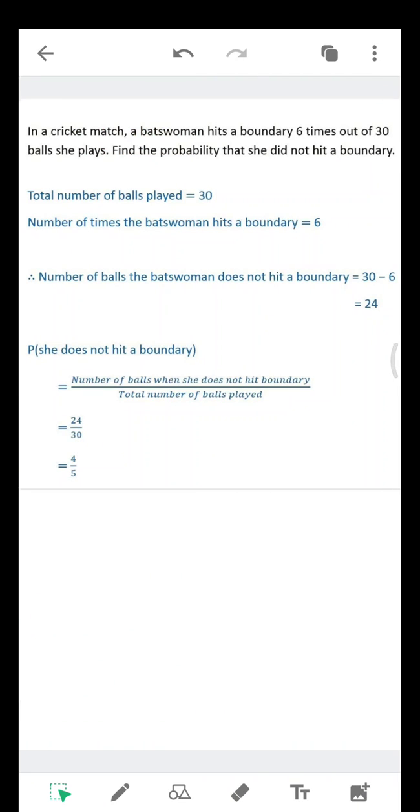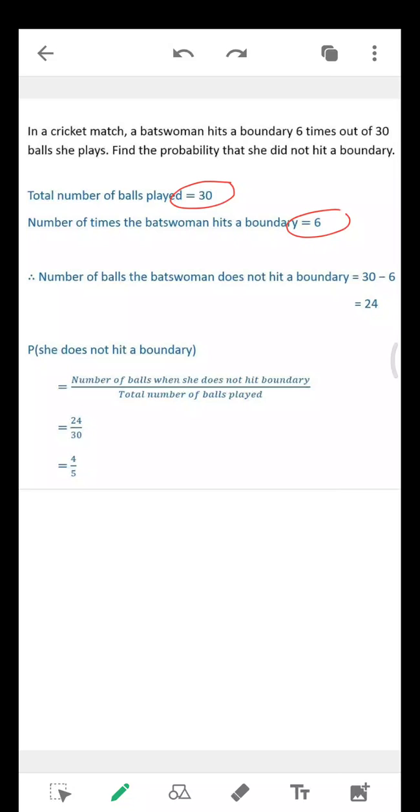This is the first question of the exercise, in which it's given: in a cricket match a batswoman hits a boundary 6 times out of 30 balls she plays. Find the probability that she did not hit a boundary. Out of 30 balls, total number of balls she played is 30. How many times did she hit the boundary? 6 times. So how many times did she not hit the boundary? That will be 30 minus 6, it will be 24 times.